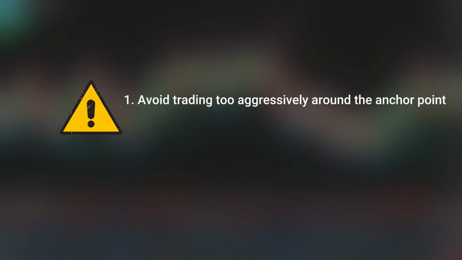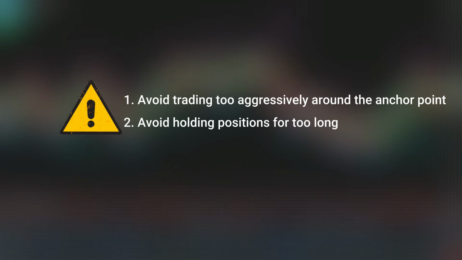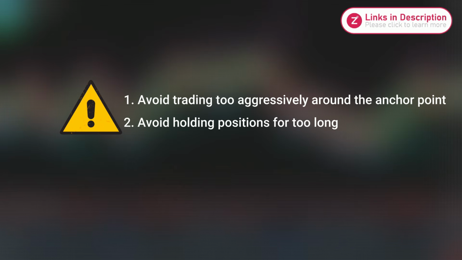Since this is a scalping strategy, there are a few important notes to keep in mind. First, avoid trading too aggressively around the anchor point. Second, avoid holding positions for too long.